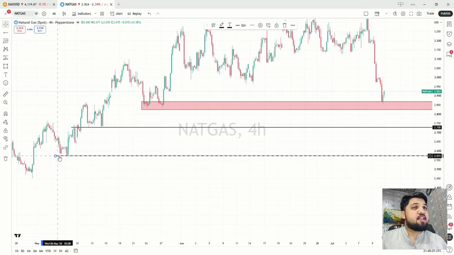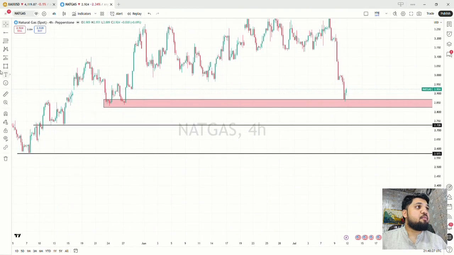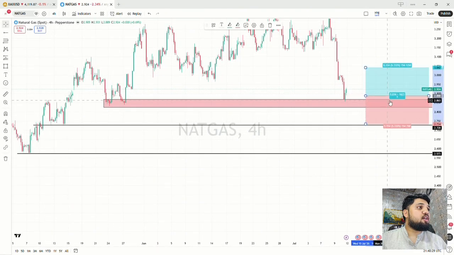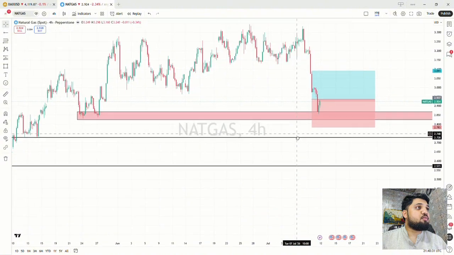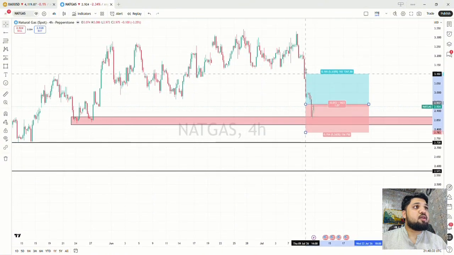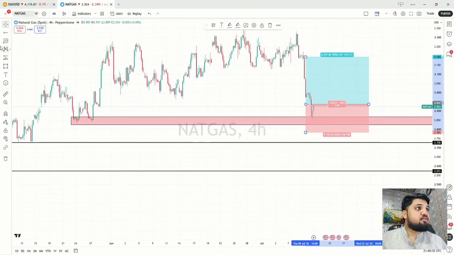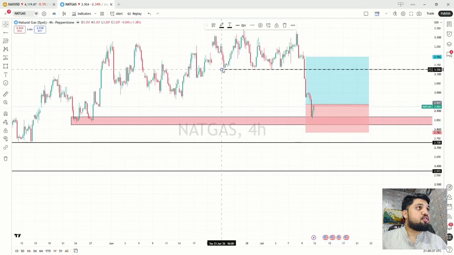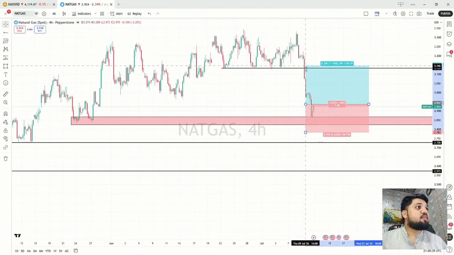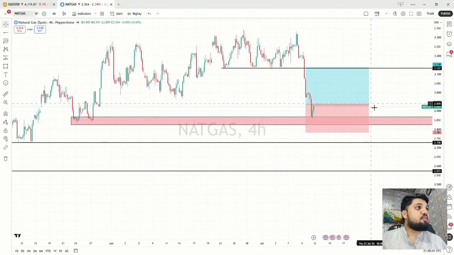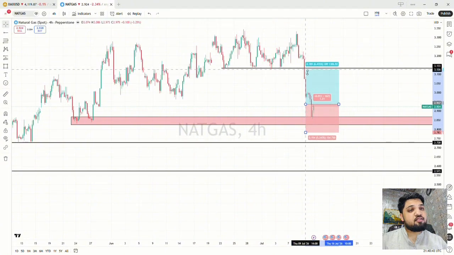So this red area is very important. You have to take a buy entry from that point, and your stop loss will be just below the circle, and your TP will be here. This was the TP of your first trade. Why? Because this is a broken support level and the market has to retest this.